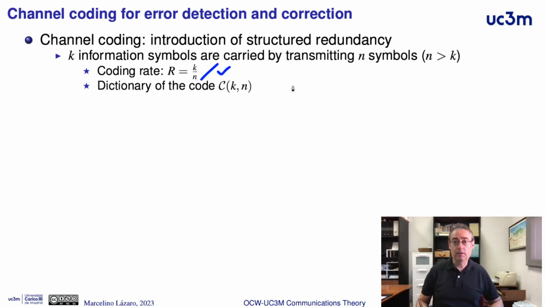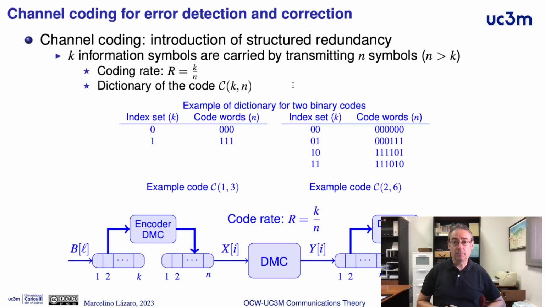And the simplest way to perform this introduction of structured redundancy is to use block codes with a given dictionary. The information bits are split in blocks of K bits, and there is a dictionary with the blocks of K bits, this is called the index set, and the blocks of N bits that will carry these K bits of information. These are called the coded words.